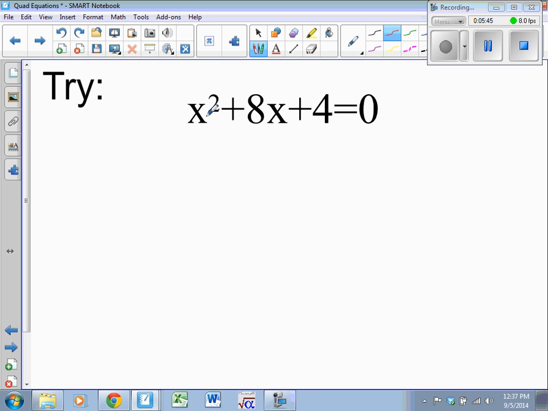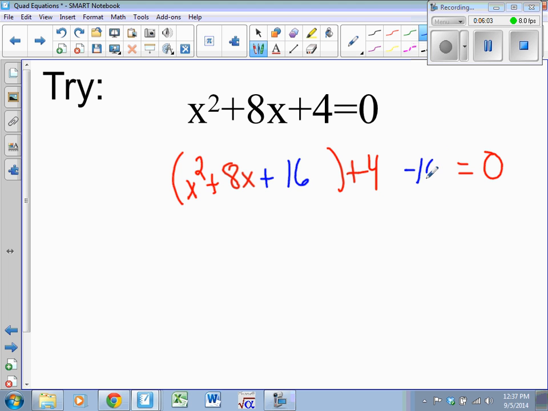Let's try another one. X squared plus 8x plus 4. So we group x squared plus 8x. Going to leave some space. Half the middle term is 4, squared is 16. Subtract 16. I get x plus 4 squared. This is going to be minus 12. I move it over, I get 12.